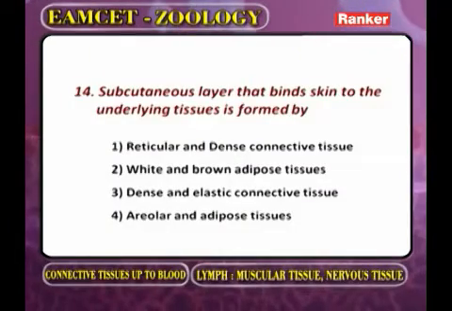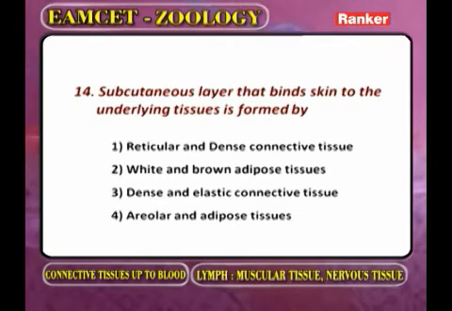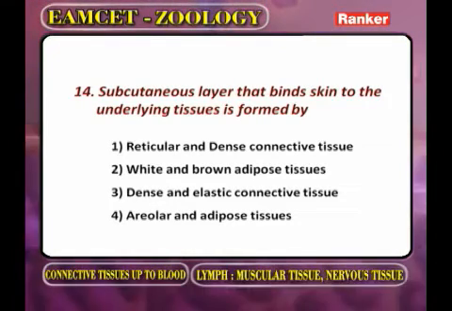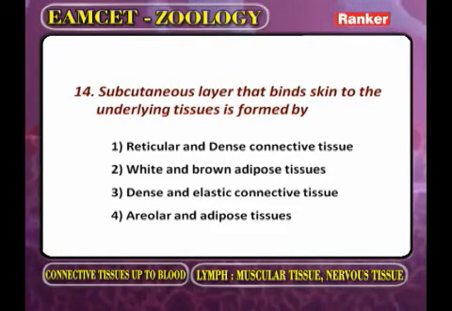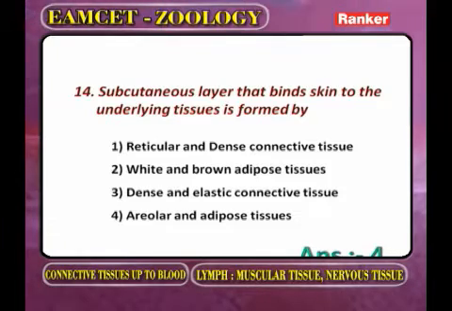The subcutaneous layer that binds skin to the underlying tissues is formed by: one, reticular and dense connective tissue. The second one is white and brown adipose tissue. The third one is dense and elastic connective tissue. And the last one is areolar and adipose. Now what is the correct answer? You have to guess. The correct answer is the fourth one, that is areolar and adipose tissue. Now we go for the next question.